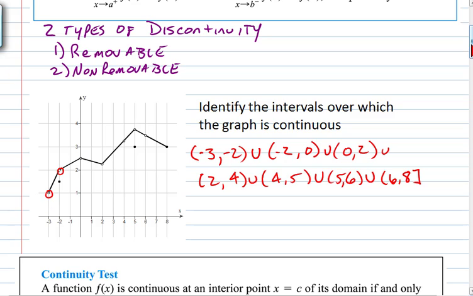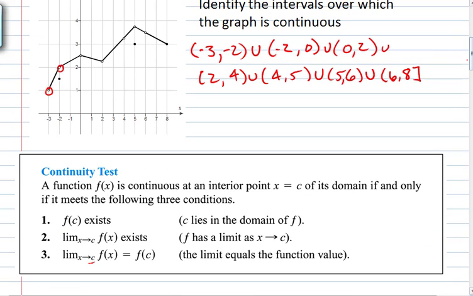Now, this leads to the continuity test. There are these three conditions that have to be met in order for a function to be continuous at a point. This has to be memorized because I believe on your first test I say state the conditions necessary for a function to be continuous. And I'm telling you in advance, so nobody should miss that problem, right?